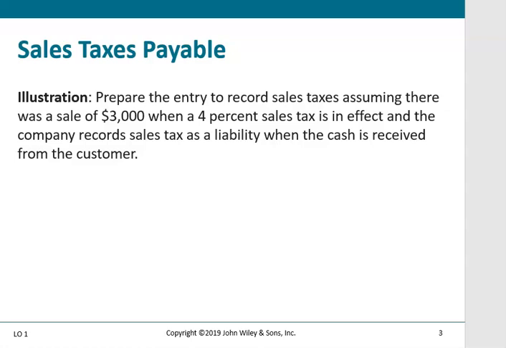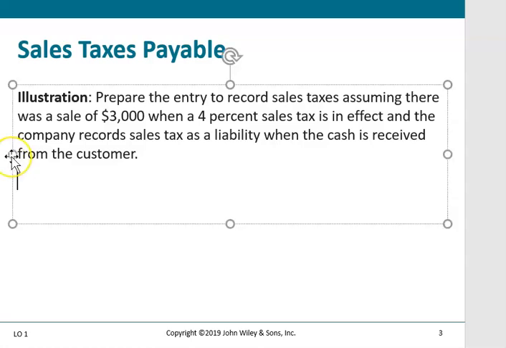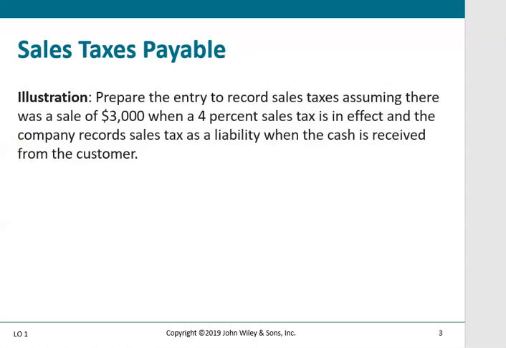Here's our first example. Prepare the entry to record sales taxes, assuming there was a sale of $3,000 when a 4% sales tax is in effect, and the company records sales tax as a liability when the cash is received from the customer. So obviously the first thing we need to do in this journal entry is to record the fact that we received cash from the customer. And how much cash? Well, let's look at the other sides of this journal entry.